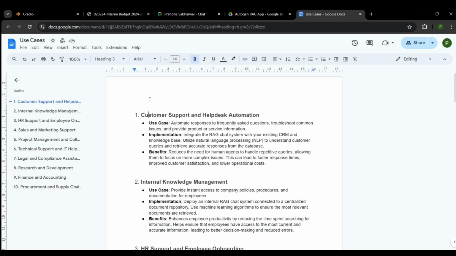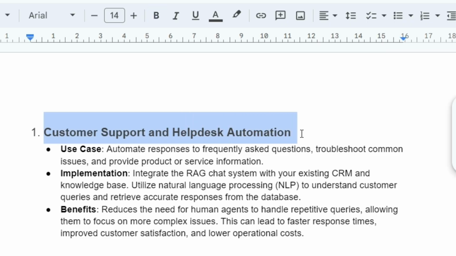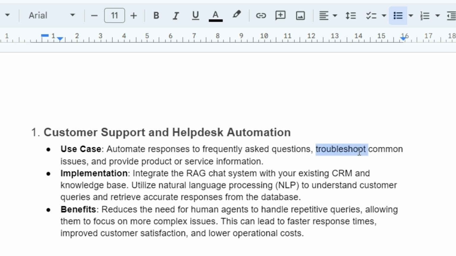We are going to have a look at some of the use cases that are possible in business to implement such RAG systems. So the first use case is in the field of customer support and help desk automation. The main use case or problem statement here is how can we automate responses to frequently asked questions, troubleshoot common issues, and provide product or service information to the user.